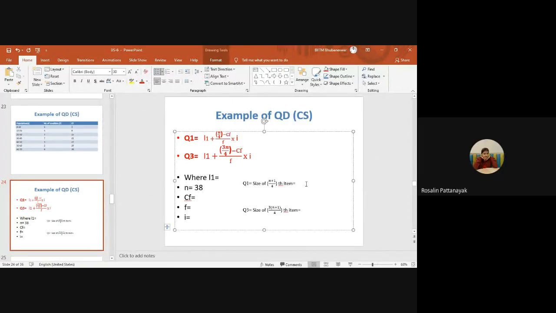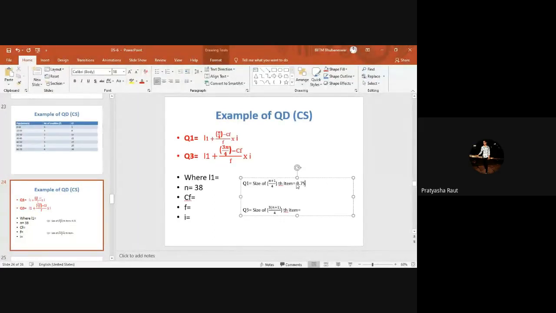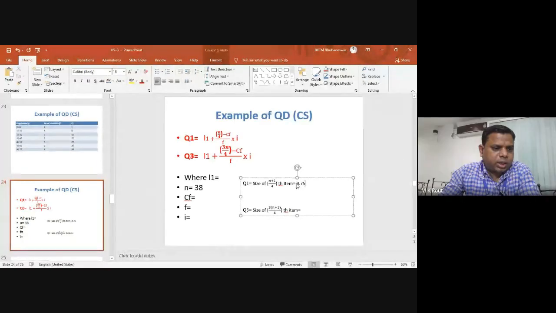What is the size of n plus 1 divided by 4th item here? 9.75. 9.75 is lying between which area? 20 to 30. Okay, correct. That is 20 to 30. Just write down in case of Q1, the L1 value is 20, the F value is 7, the CF value is 8, and common factor I equals to 10.